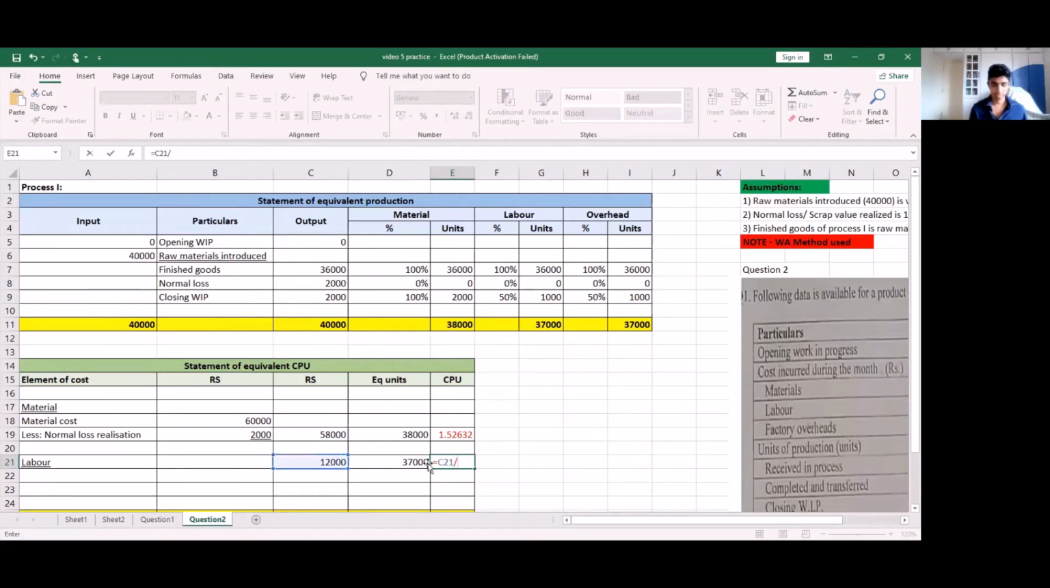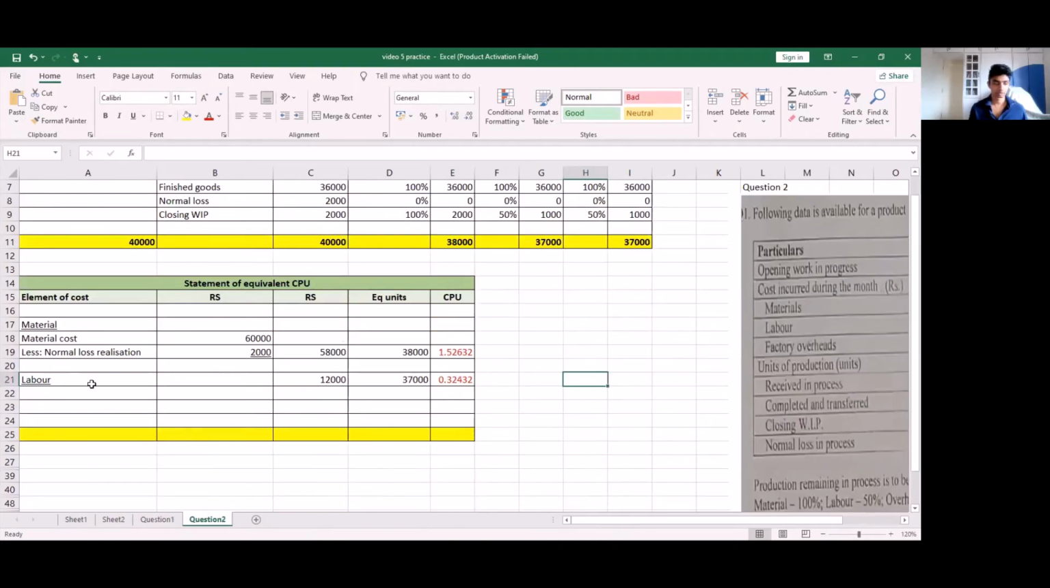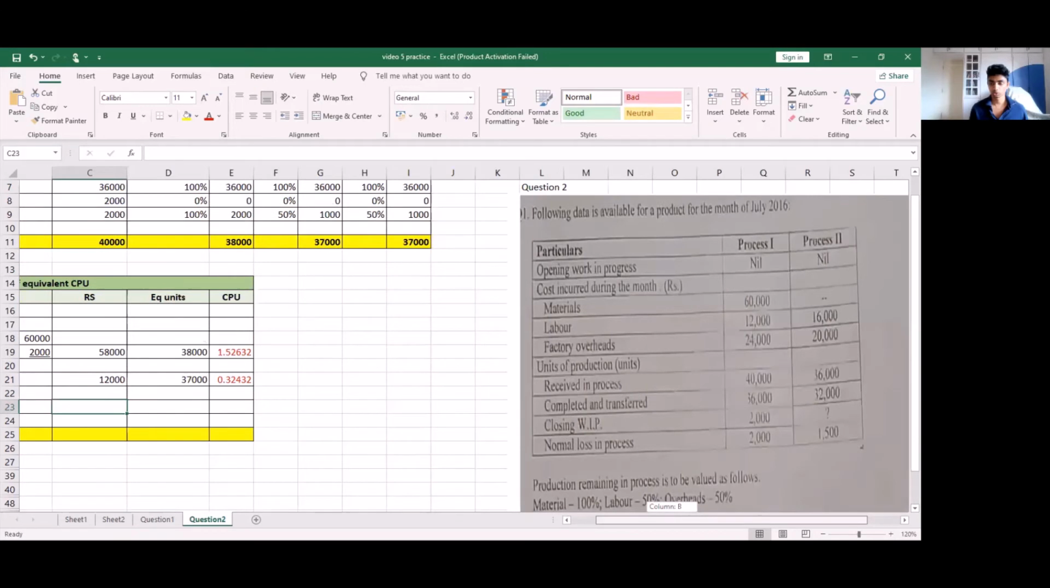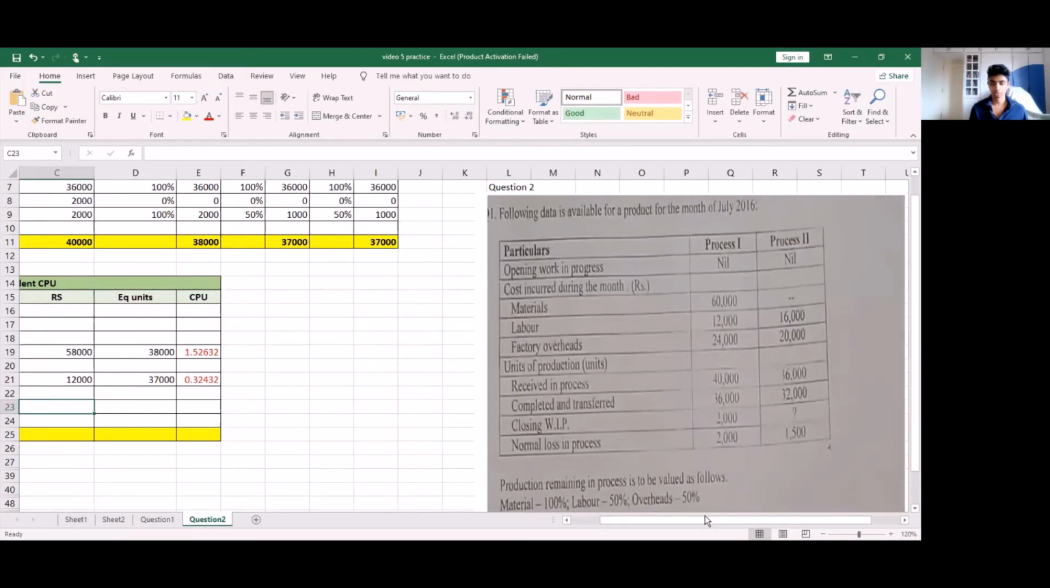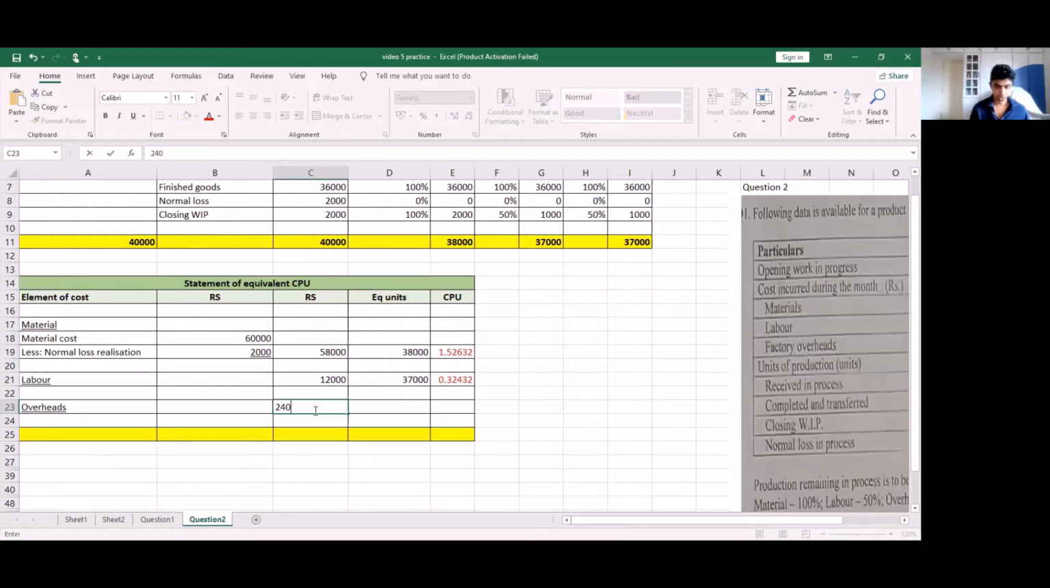So 12,000 divided by 37,000 is going to give us 0.32432. Finally, we have overheads. For overheads, we are given a cost of 24,000 in process 1. So we are going to write an amount of 24,000 and units as 37,000. To find our cost per unit, we will divide our amount by our equivalent units to get a cost per unit of 0.64865. Let's quickly find the total of our cost per units.